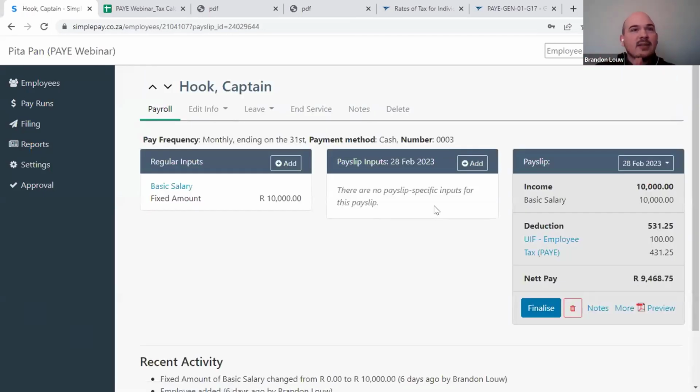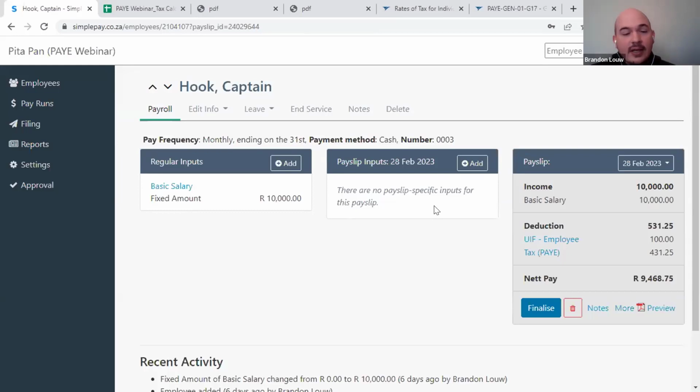Now, we often get customers that contact us and they go, whoa, this person has just come out of university. This is their first job ever. They're only earning 10,000 Rand. So they shouldn't have to pay PAYE. You can clearly see here that this person is under the tax threshold. So I have two responses to that.